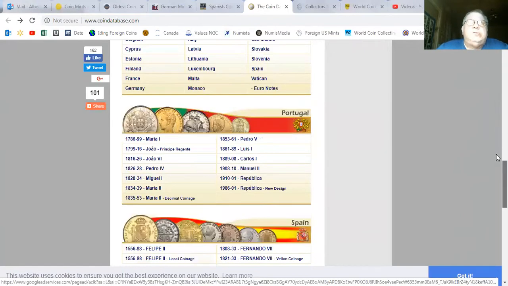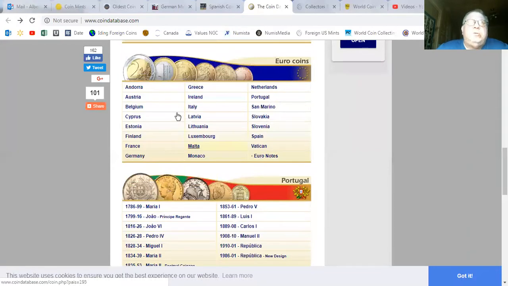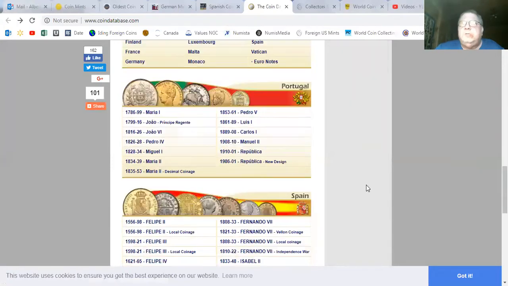And there's the euro coins. These are the people that are on the euro countries. There's 3, 6, 9, 12, 15, 18, 21, not counting, no, it's 23 countries that are in the euro program. And there's no mint marks on any of them, where they're made at, but it's pretty cool looking coins.